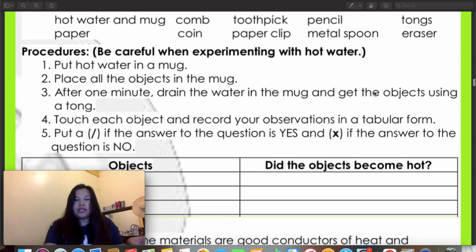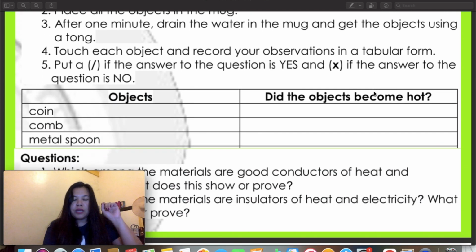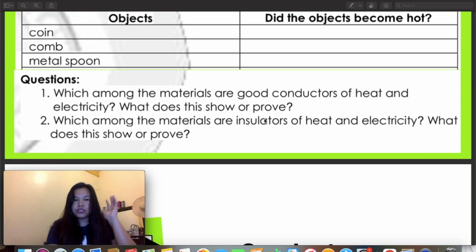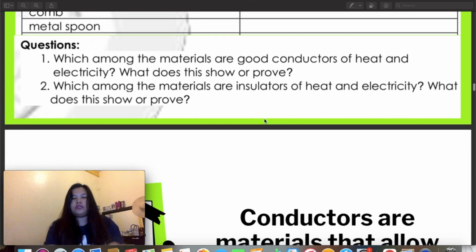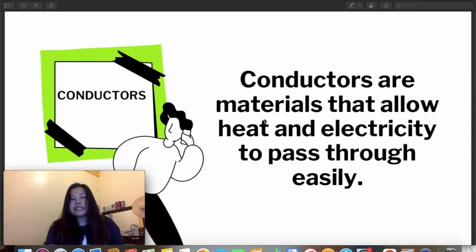Okay? And then you have to copy this table in your answer sheet or the activity sheet, and you have to put a check if the answer to the question is yes, and X if the answer to the question is no. You have to copy this in your answer sheet. Then, you have to answer the questions. There are 2 questions.